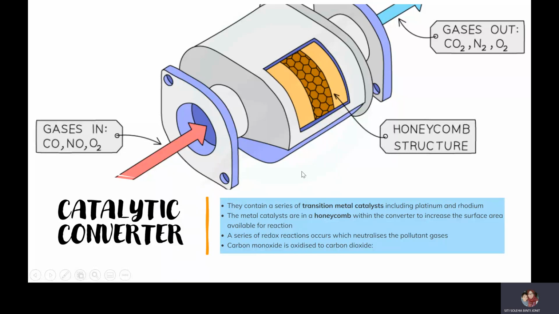Inside the catalytic converter there are a series of transition metal catalysts which include platinum and rhodium. So here is the honeycomb structure. Why is the structure a honeycomb? The honeycomb base is to increase the surface area for the reaction to occur. It will increase the rate of reaction of the catalytic converter.